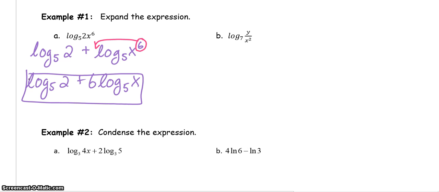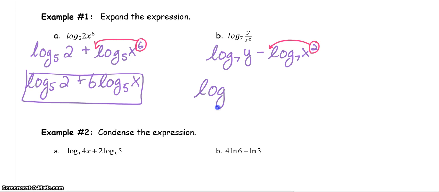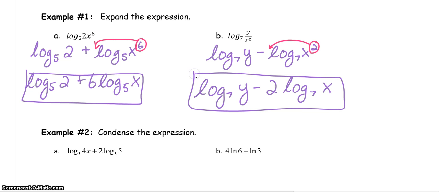So now let's look at the next one, log base 7 of y over x squared. So in this case we have a quotient, so we can expand it using subtraction. So this becomes log base 7 of y minus log base 7 of x squared. If I check the first piece, I don't have anything going on there I can simplify. In the second piece, I have an exponent. So again, I want to bring this out to the front. So for my final answer, I'll have log base 7 of y minus 2 log base 7 of x. And that's my final answer.